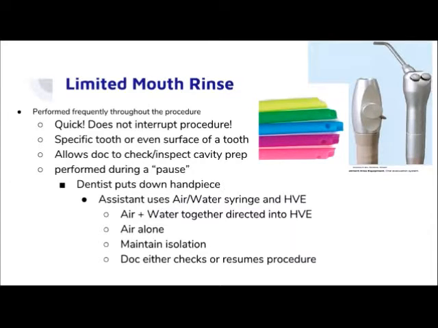You will take your HVE and place it over the tooth, and then you will take your air water syringe and hit both air and water together, and then air by itself. So these little buttons here, one is air and one is water. You put your thumb and hit them both together, and then you hit just the air. Basically, you're spraying the tooth and then drying it off. This should be completed in 10 seconds or less, really quickly.